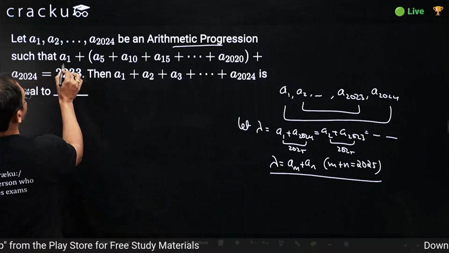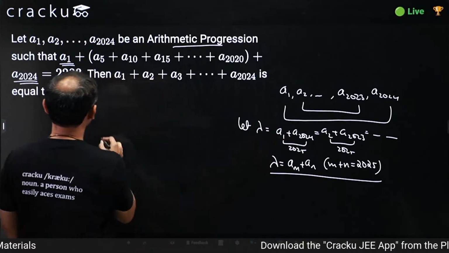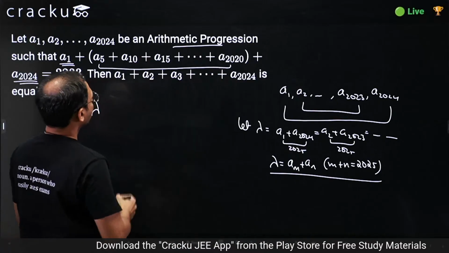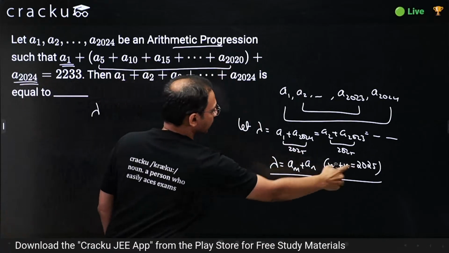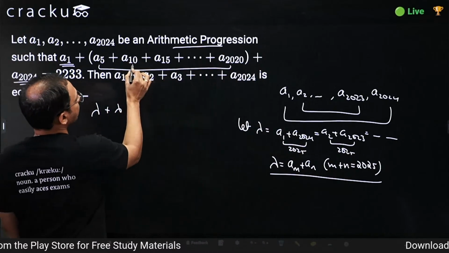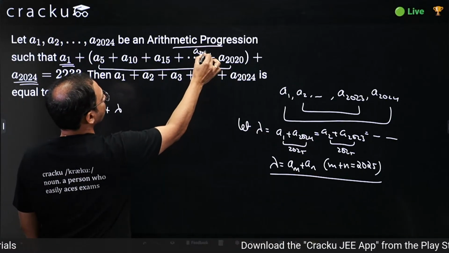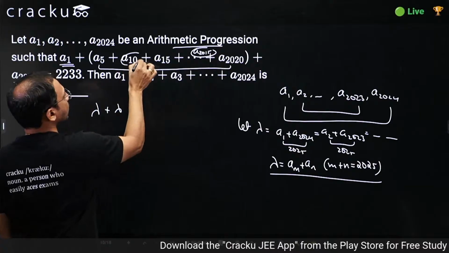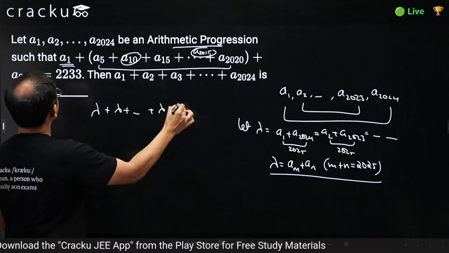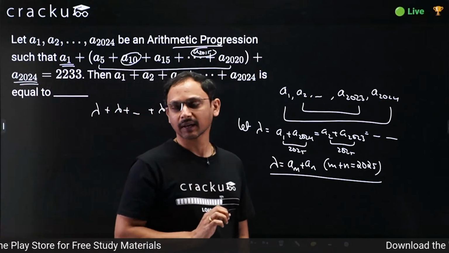Now here A1 plus A2024 will be lambda. A5 plus A2020, the sum of indices is again 2025 here, so the sum of these two terms will again be lambda. Same, this is again an AP. So before this, we'll have A2015. So here and here, the sum is again lambda. Like this, we have the sum of lambdas equal to 2233. So this is basically the crux of the given condition.